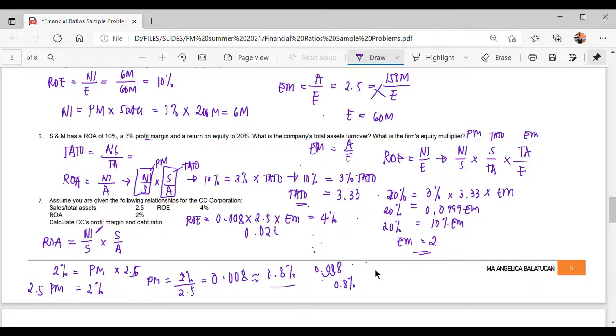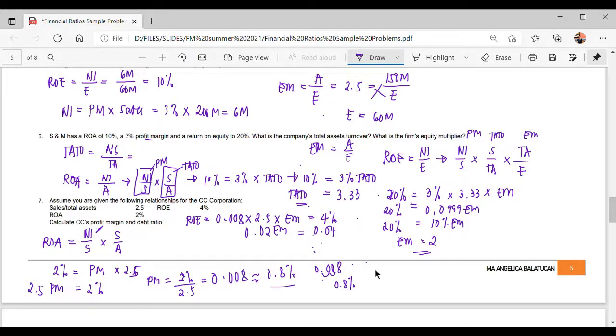This is 0.02. What I do when I answer problems like this is I do not sometimes convert it immediately to percentage. For example, this one, I do not use 0.8%. I may be confused later on in the final answer if this is already in percentage form or still in decimal. So I prefer to use the decimal form first and then convert it later. So 0.02 times the equity multiplier equals the 4%, so 0.04.